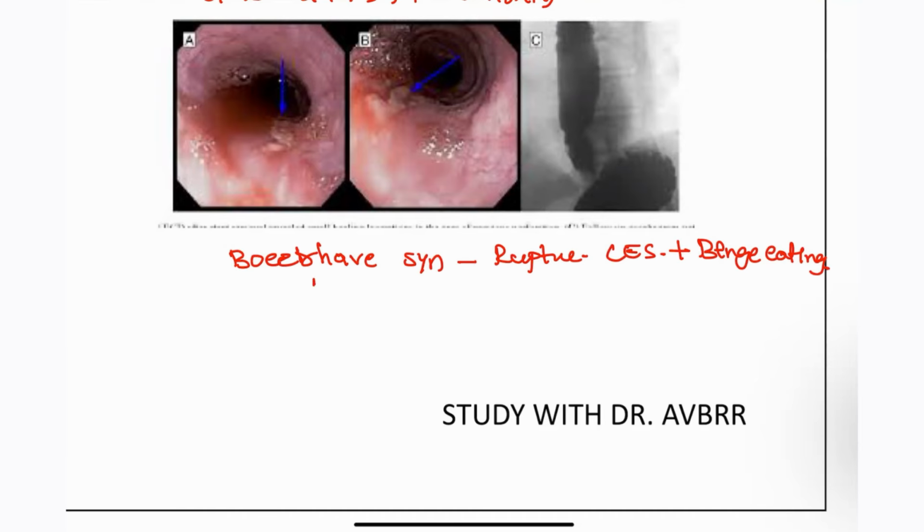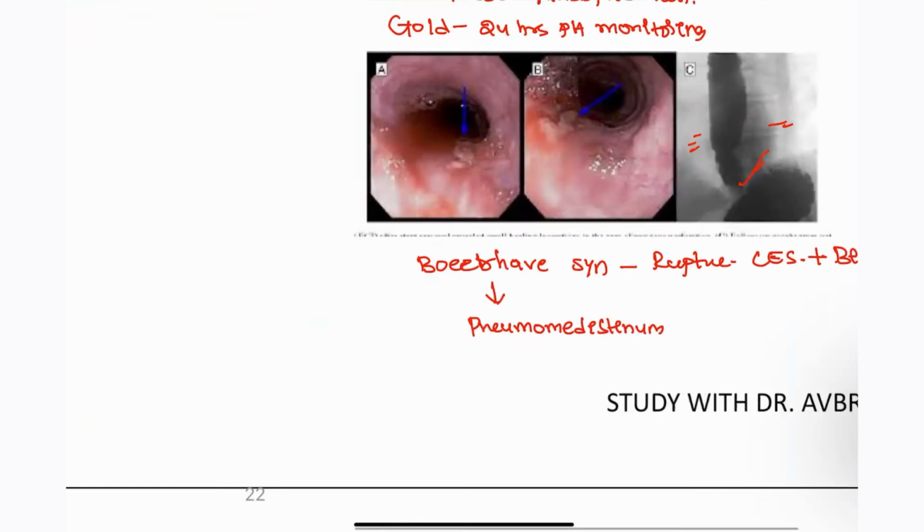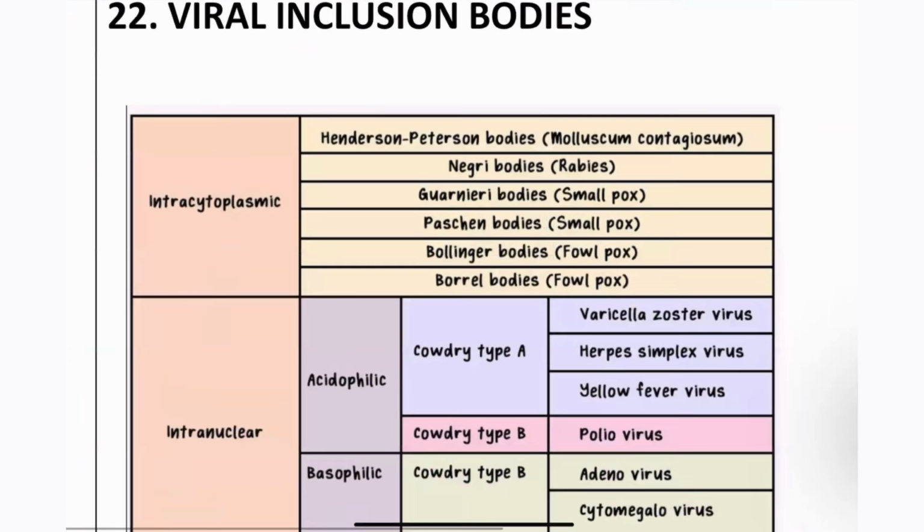Okay, and if it has progressed, this can cause pneumomediastinum. So here you can see the rupture, which will leak into the mediastinal structures, and pneumomediastinum will be caused in this patient. Okay, next, viral inclusion bodies.